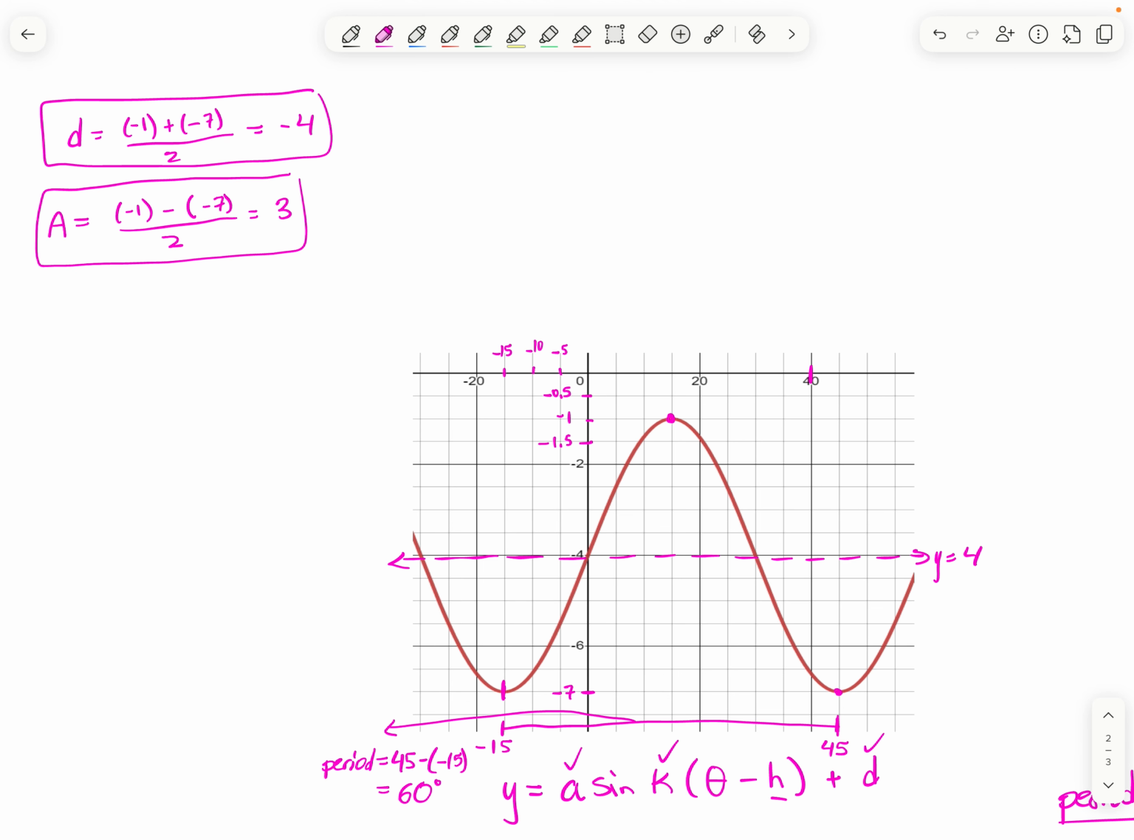Yeah, because that would be 40, and this is 45. It's going up by 5s. Nice. So the period is 60 degrees. So now I can find the K value.